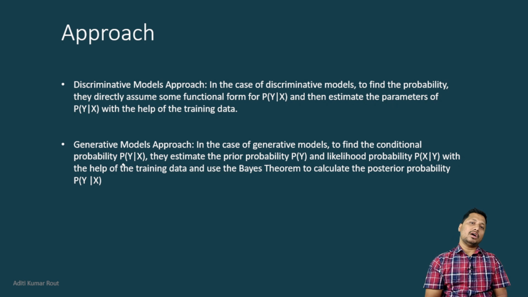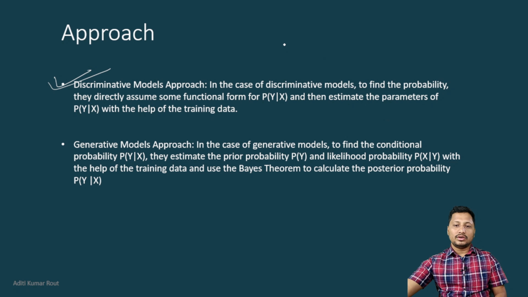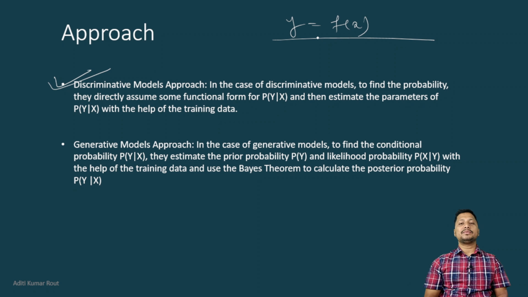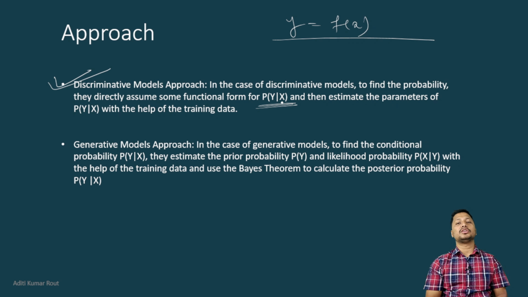If I am talking about the approach, how it is working, starting with the discriminative model. In case of a discriminative model, to find the probability, they directly assume some functional form. For example, there is a function y = f(x). We present that particular data set or data observations directly into a particular function, so that we can use the conditional probability technique to predict the output based on the input value.